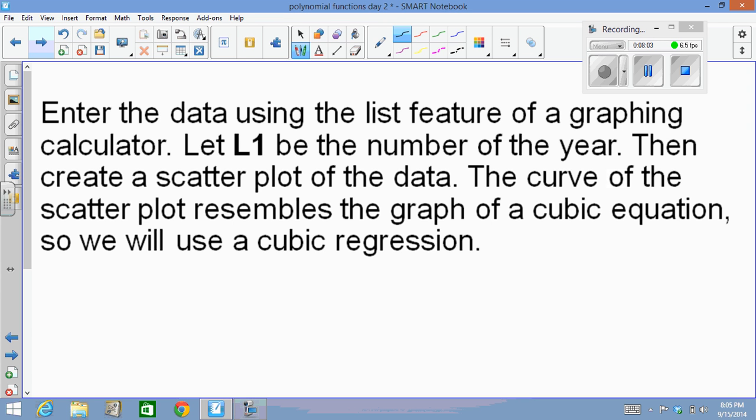Is it a cubic equation? Well, it happens to be a cubic equation. Remember, a cubic equation looks something like that. So in a cubic equation, it kind of looks like that. So I'm going to do a cubic regression. The cubic regression will give us the equation of that particular function. So here we go for that.